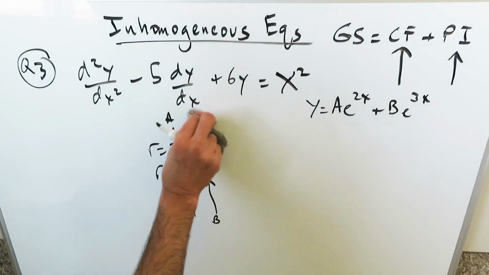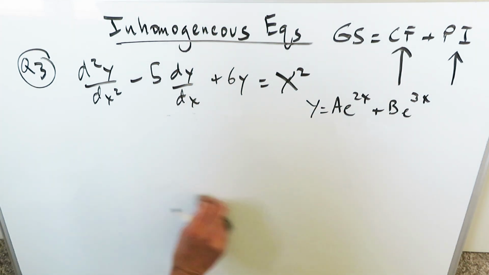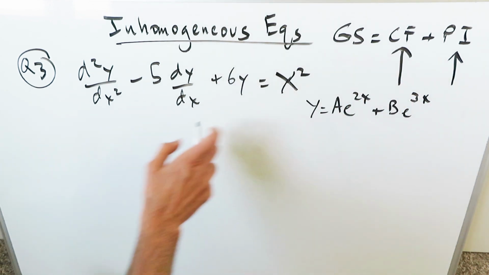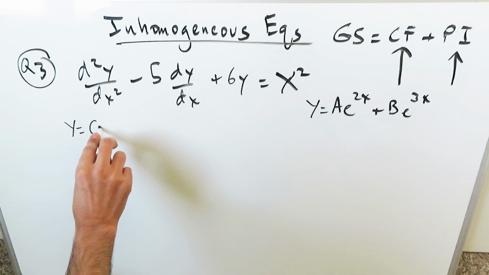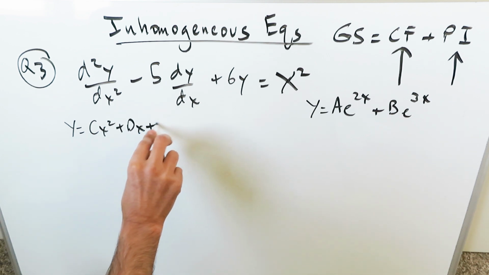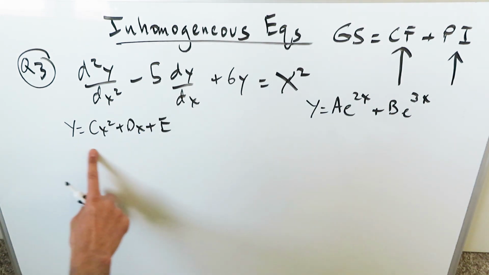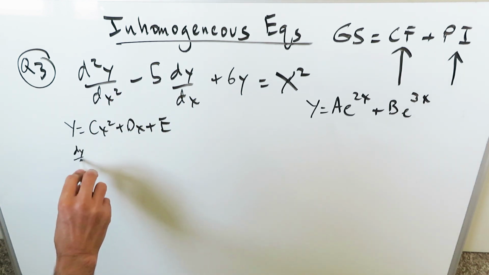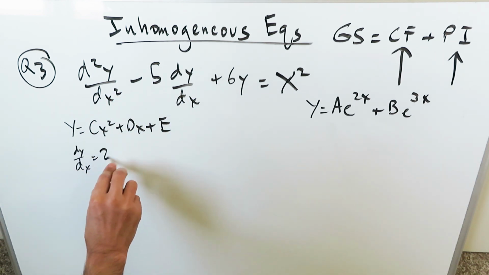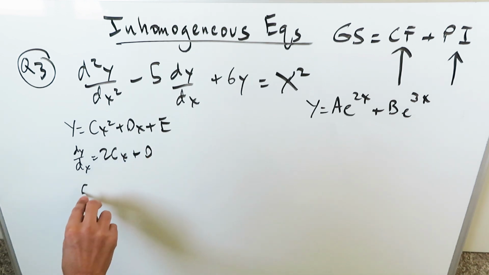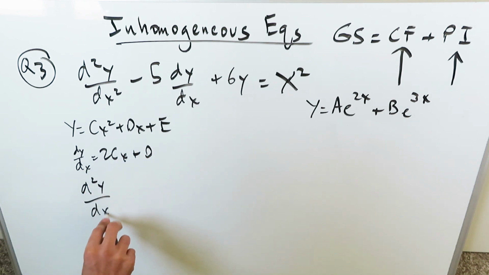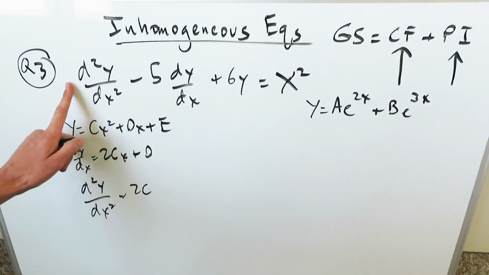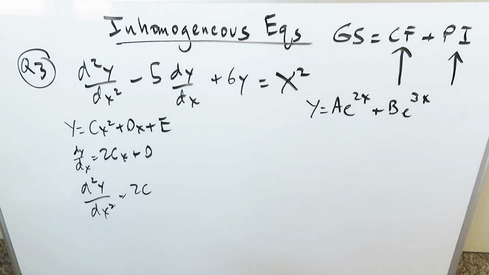So we're good. What we have to do is focus now on the particular integral part, which is the second part of your solution. When we have a quadratic, we're looking here at y is equal to cx squared plus dx plus e. This is what we have. Then you have to run the derivatives because we have a second order. Then I'm looking here at dy over dx is equal to 2cx plus d. Then my second order derivative is going to be 2c. Now these items have to be substituted in here, and you equate them to x squared.